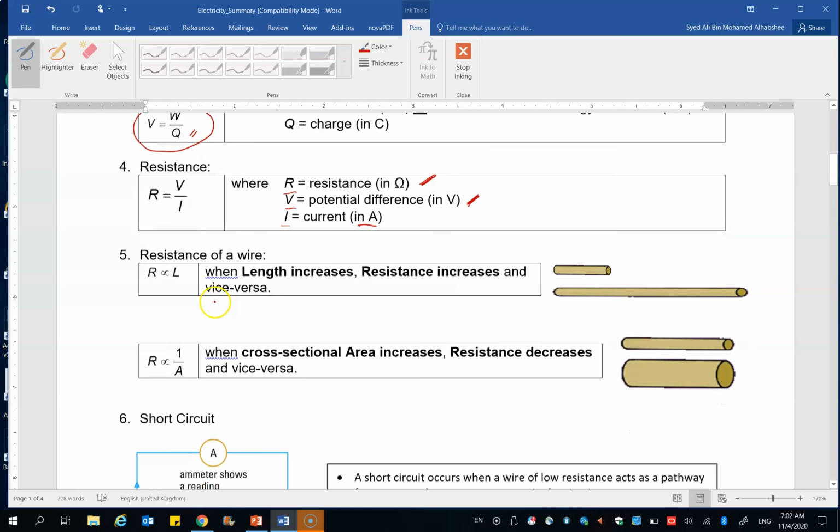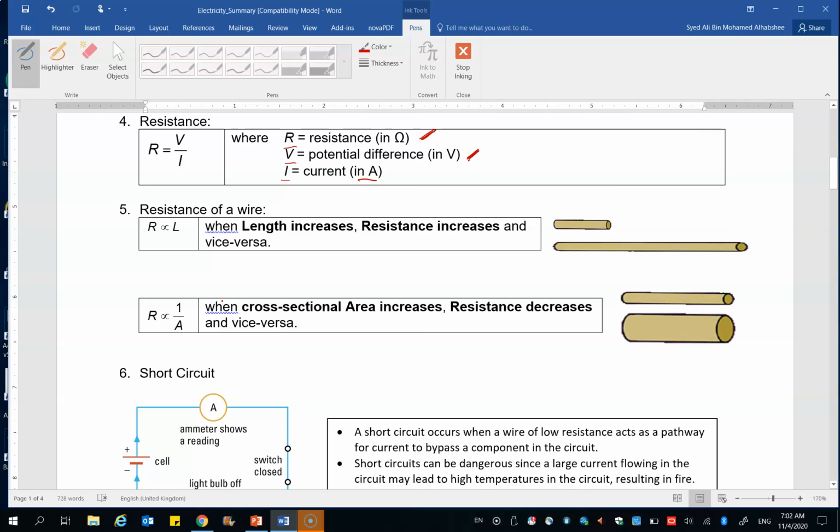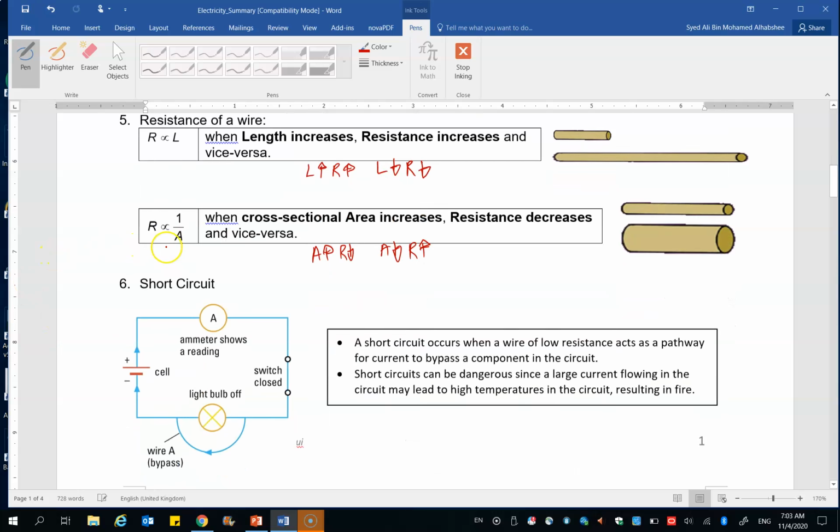Then we also talked about the resistance of a wire. For a wire, when the length increases, the resistance increases. When the length goes up, resistance goes up. When the length goes down, resistance comes down. When we talk about resistance and cross-sectional area, we say that it is inversely proportional. Inversely proportional means opposite. When the area goes up, resistance comes down. When the area goes down, resistance goes up. So this is for the resistance of a wire.